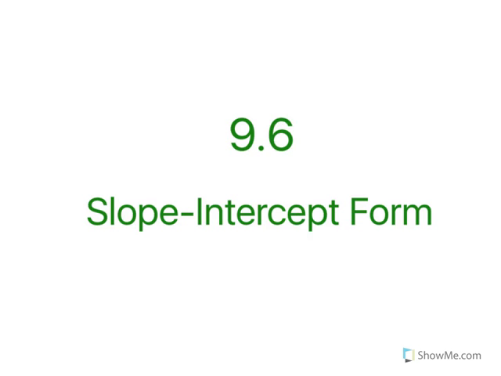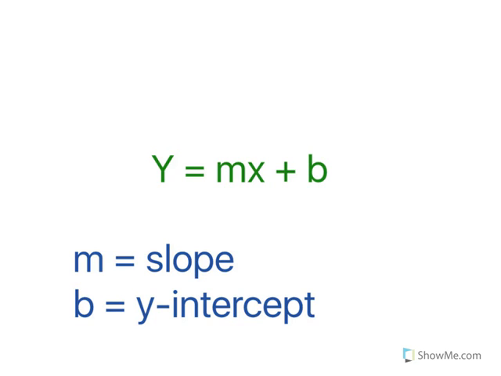This lesson is on section 9.6, titled Slope-Intercept Form. The slope-intercept form we are going to say is y = mx + b. That's the form we're going to want to put all of our equations into when finding our slope and our y-intercept and eventually graphing lines.